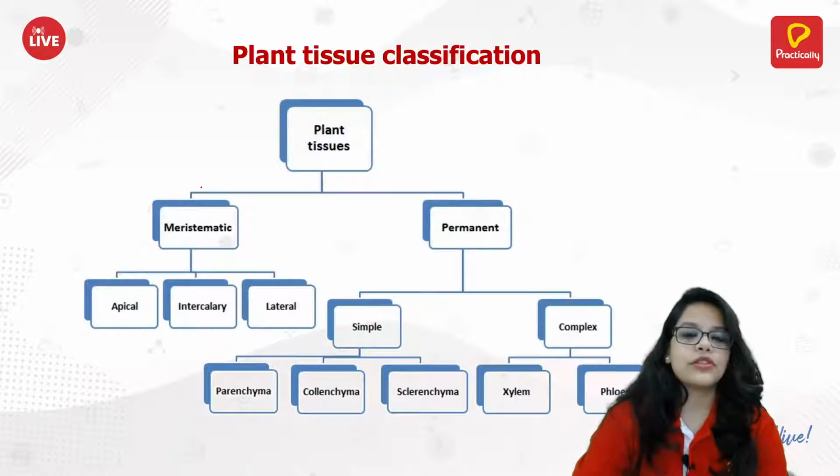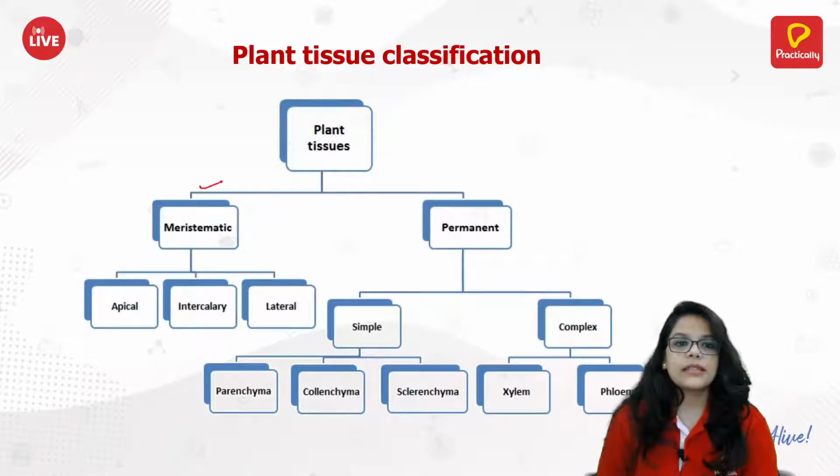The first division will be meristematic and permanent. So as I said, meristematic tissue keeps dividing.